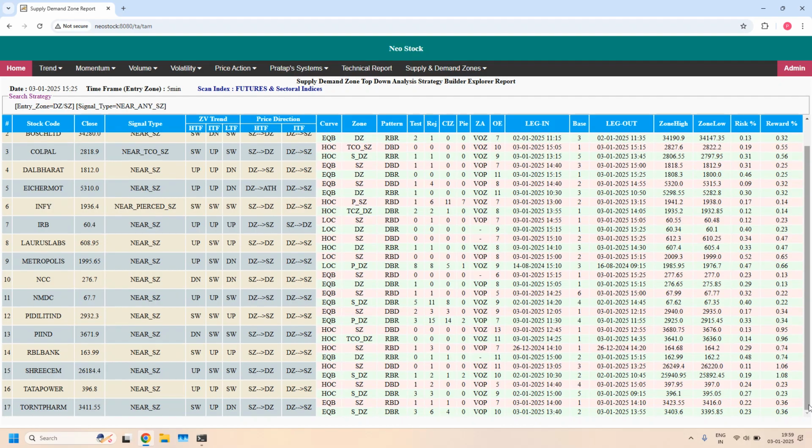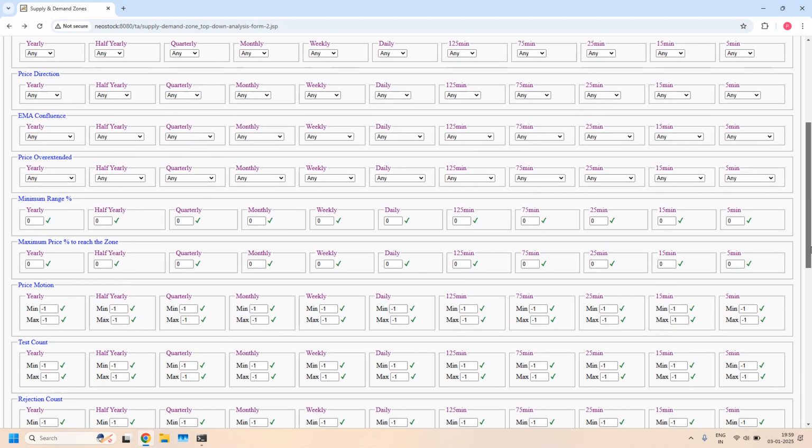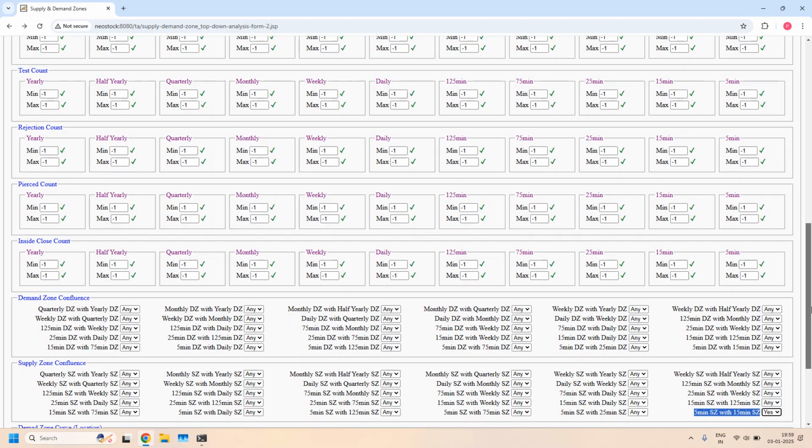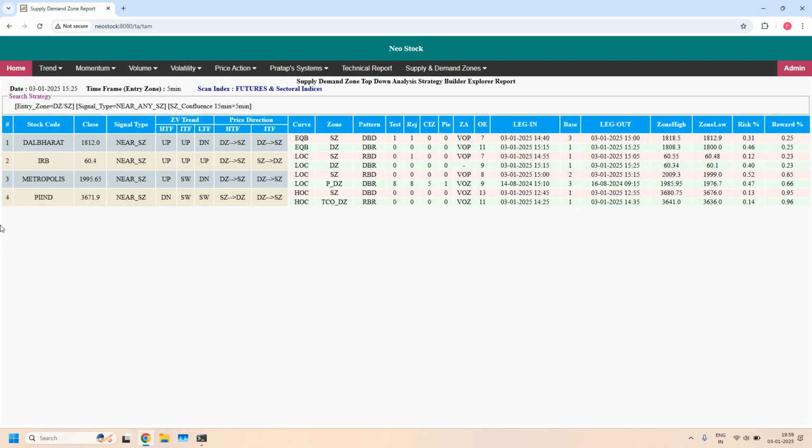We can further filter based on ITF supply zone confluence. That is 5 minute supply zone with 15 minute supply zone confluence. I am enabling the filter. Now the list has come down to 4 stocks. These 5 minute supply zones are part of the 15 minute supply zone. So this is about stocks near demand and supply zones for different time frames.